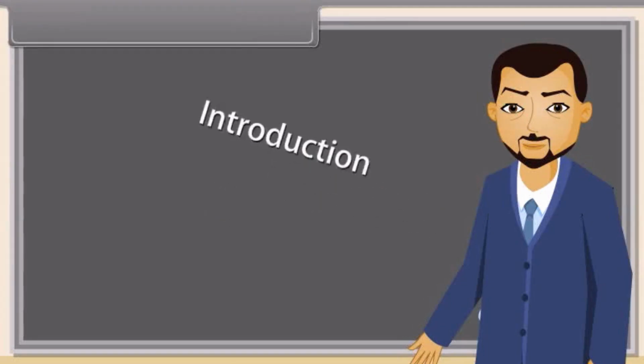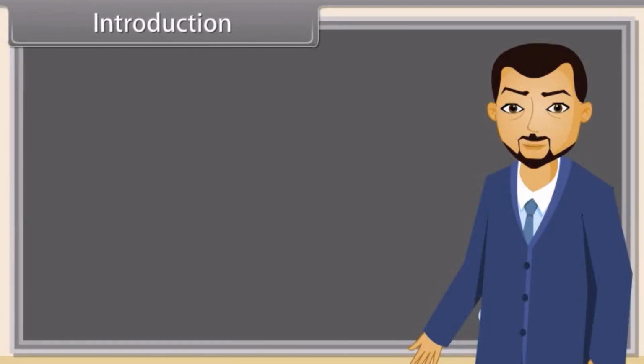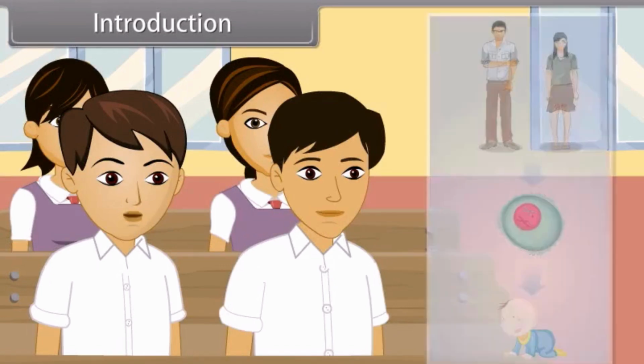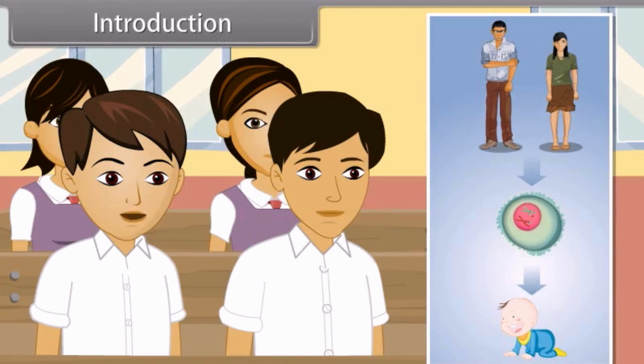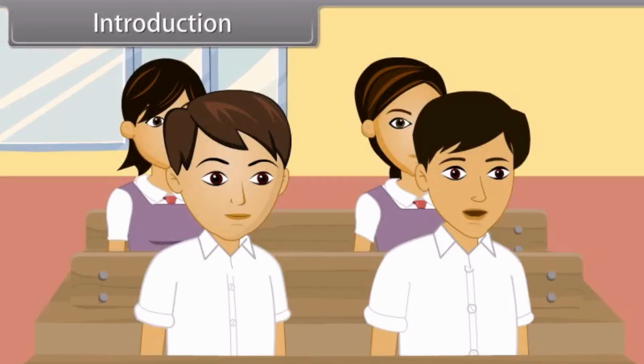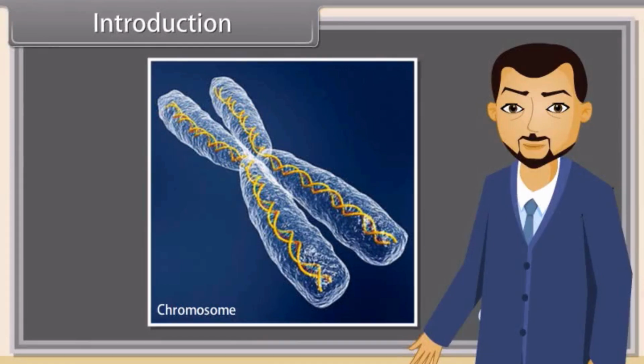Introduction. What are genes? Gene is a unit of heredity that is transferred from parents to offsprings to transfer information for the expression of certain characteristics. Correct. Can you identify the structure shown in this picture? It is a chromosome. You are right. We know that gene affects the expression of certain traits. Similarly, chromosomes also affect the inheritance of a character.